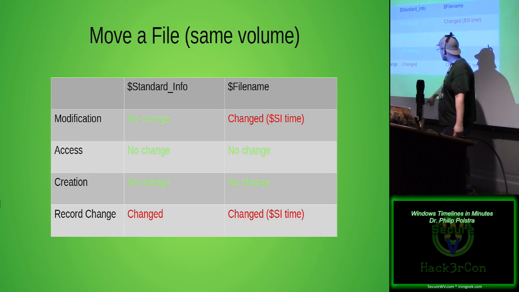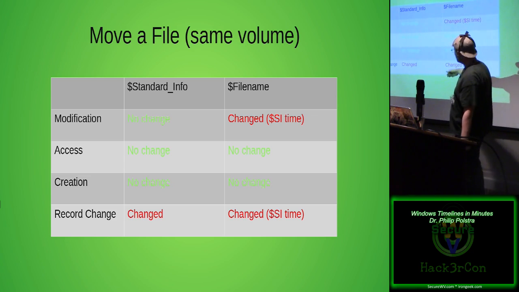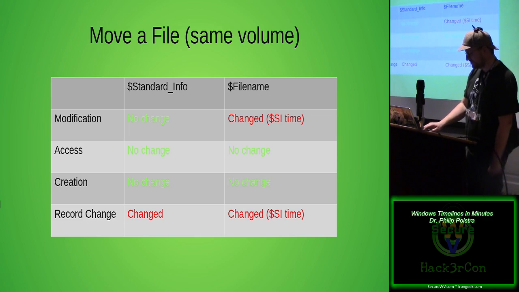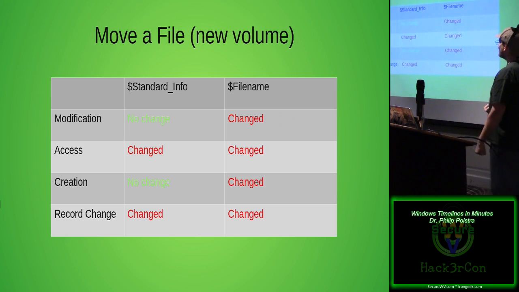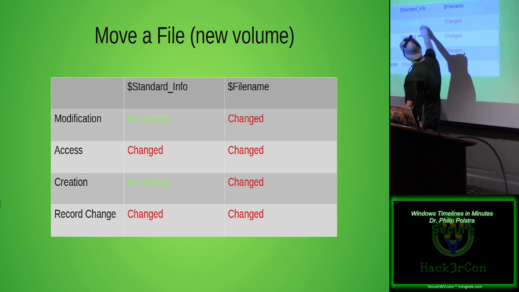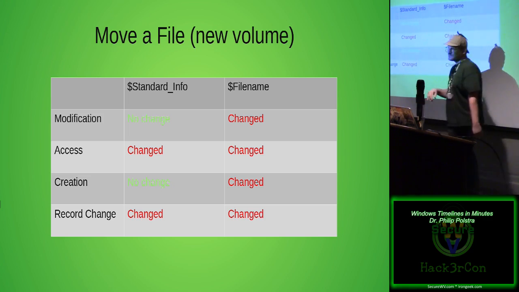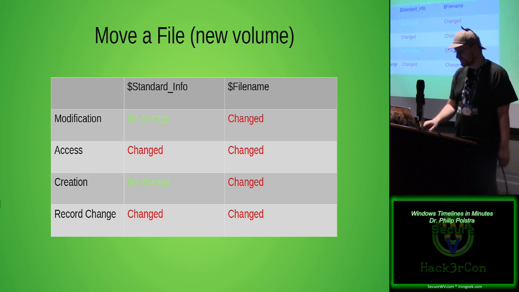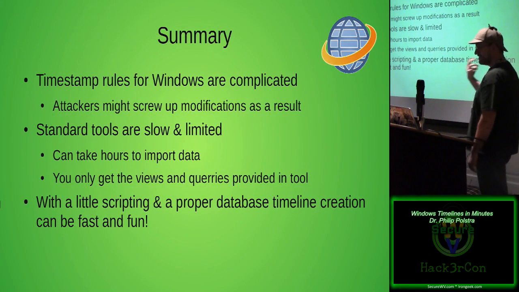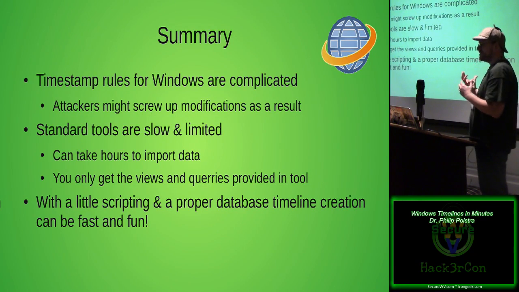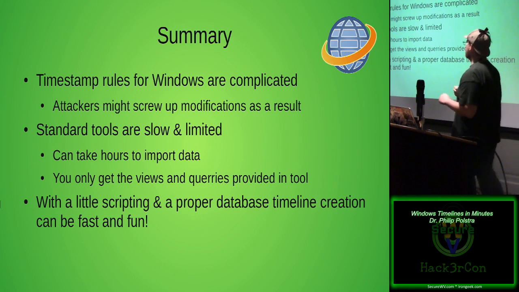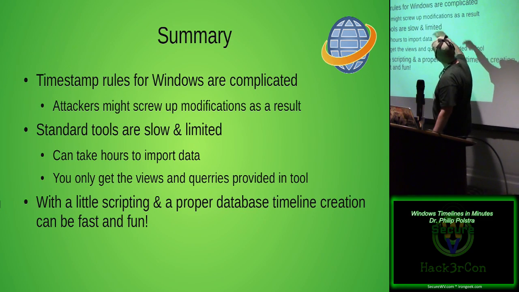If you move a file from one part of a volume to the same volume, it'll change these two timestamps, modification and record change. They're changed to the same value as what's over here in standard info. And the record change is changed to the current date and time. If you move a file to a new volume, it changes everything in both except for modification and creation times.